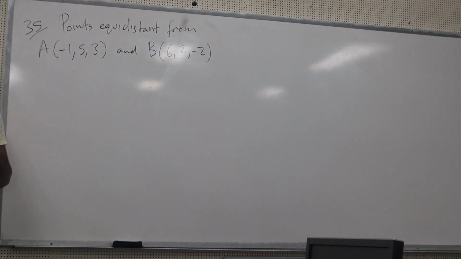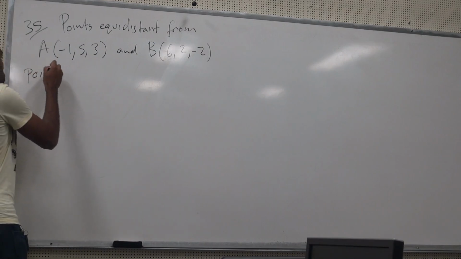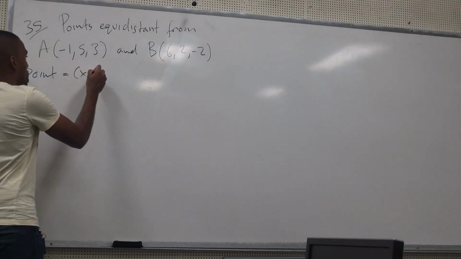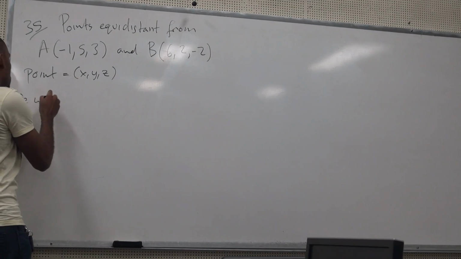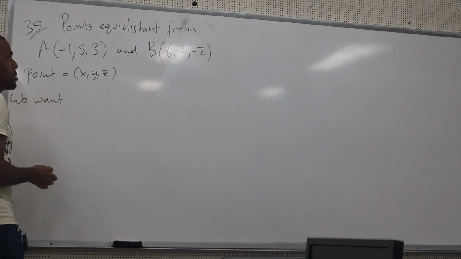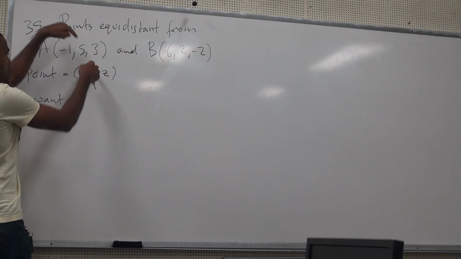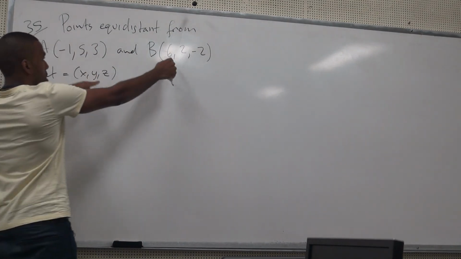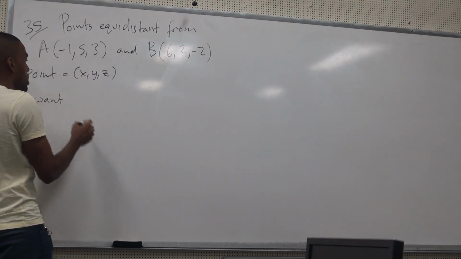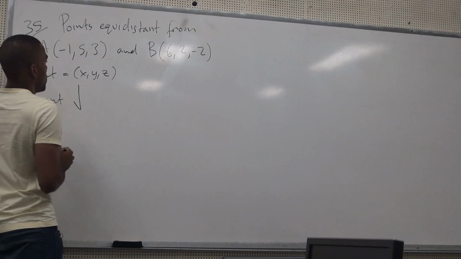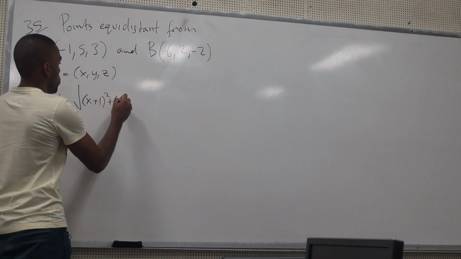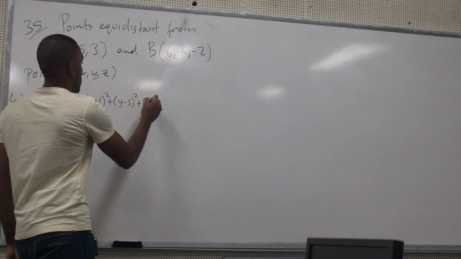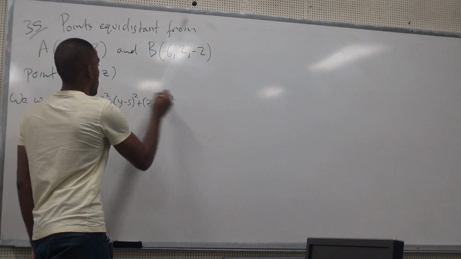Like you make up any point with coordinates x, y, z. Right, so taking an arbitrary point to be x, y, z. What do we want? Well, the distance from A to this point must be equal to the distance from that to that. The distance from this to this is x plus 1 squared plus y minus 5 squared plus z minus 3 squared.